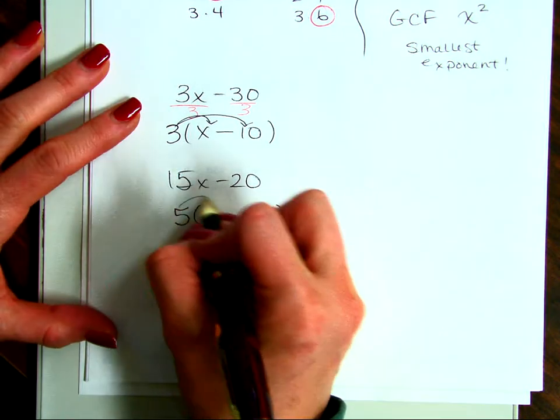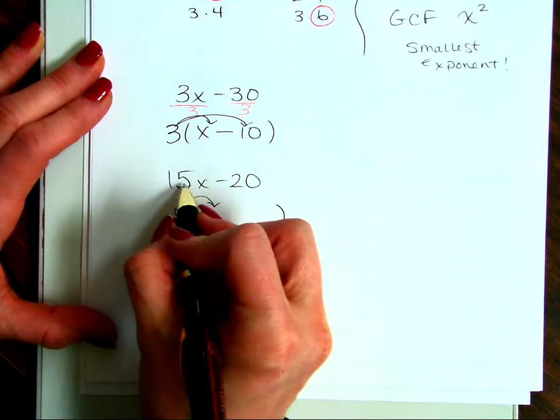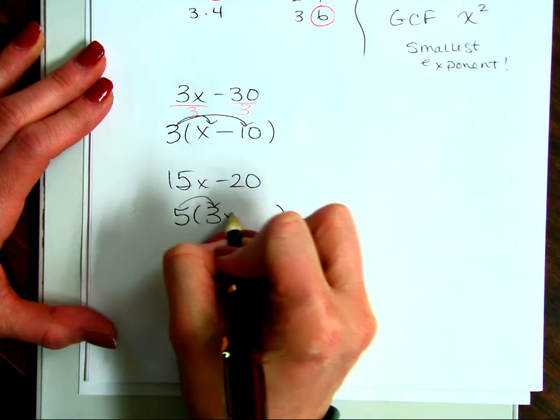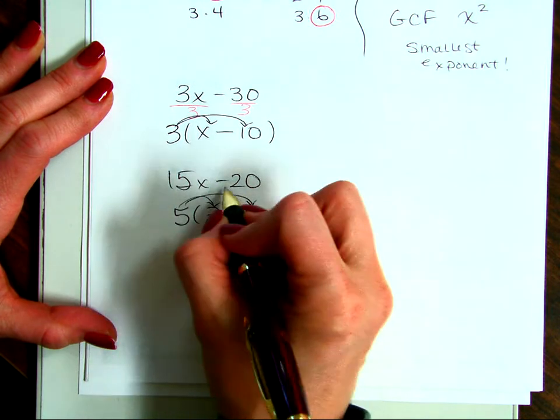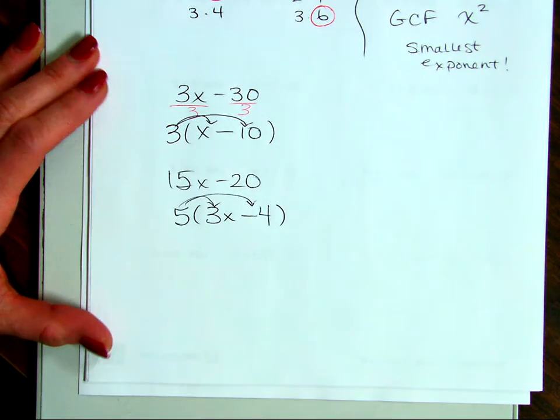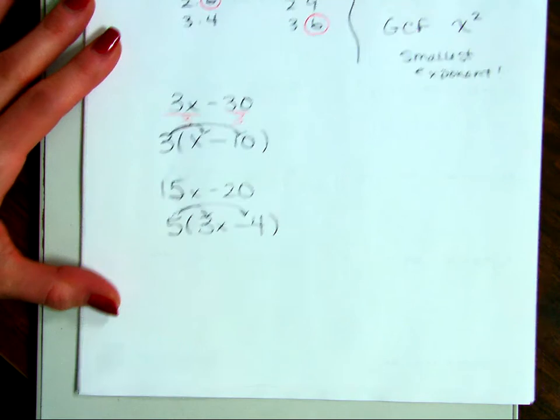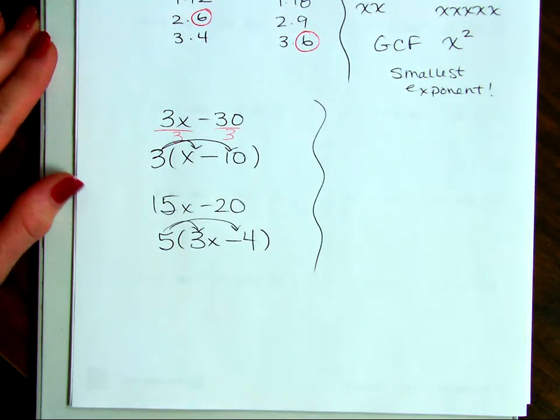So what would I need to multiply 5 by to get 15x? A 3 and an x, right? What would I need to multiply 5 by to get a negative 20? A negative 4, okay? So now let's go over to the algebraic side and see what that looks like for our exponents.